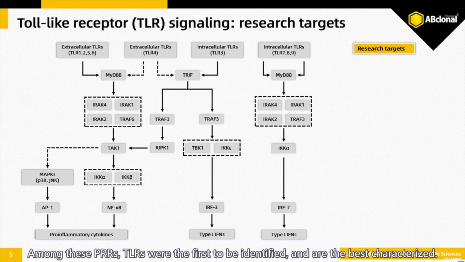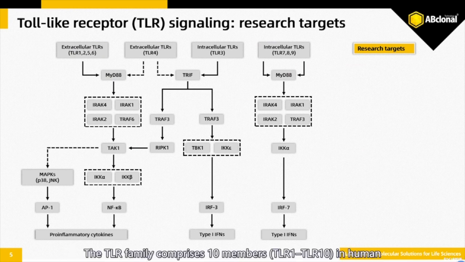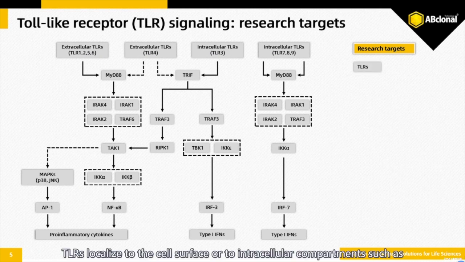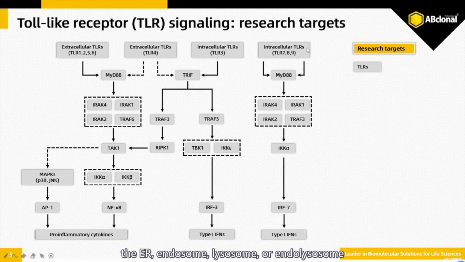Among these PRRs, toll-like receptors were the first to be identified and the best characterized. The TLR family comprises 10 members in human and 12 in mouse. TLRs localize to the cell surface or to intracellular compartments such as the ER, endosome, lysosome, and endolysosome, and they recognize distinct or overlapping PAMPs such as lipid, lipoprotein, protein, and nucleic acid.